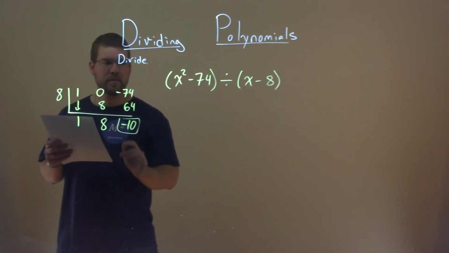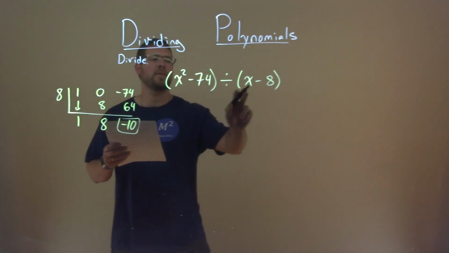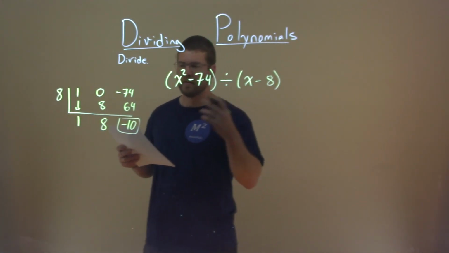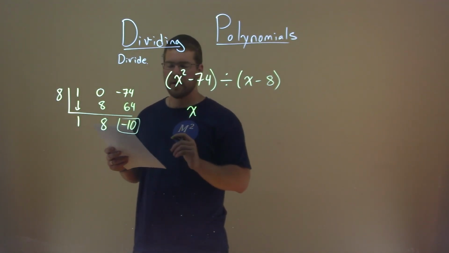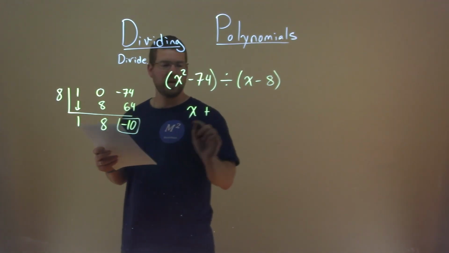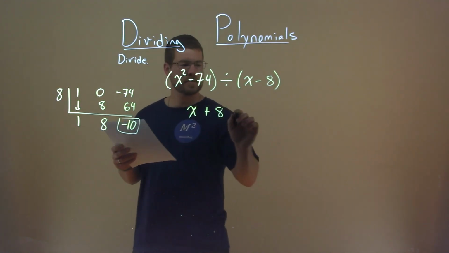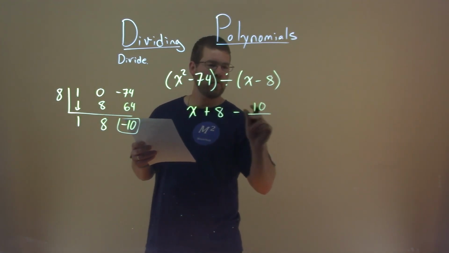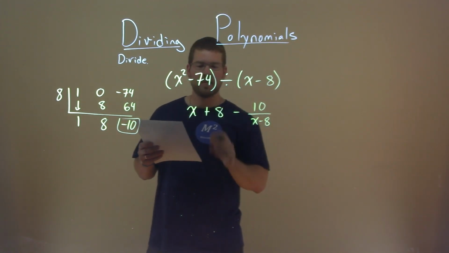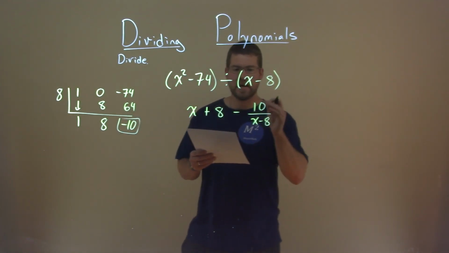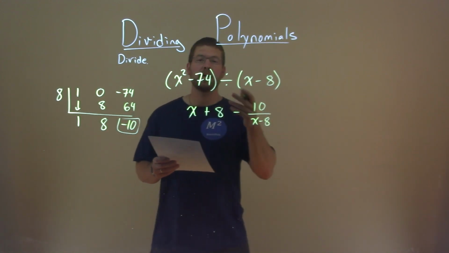And that's our remainder. Well, x squared divided by x is x to the first power, and so this 1 is its coefficient. So we just have 1x right there. Then we add the 8 minus the 10, the remainder, over what we're dividing it by, x minus 8. And so x plus 8 minus 10 divided by x minus 8 is our final answer.